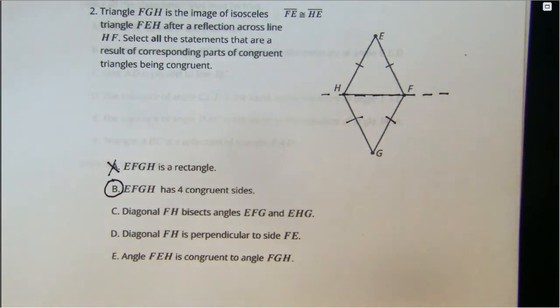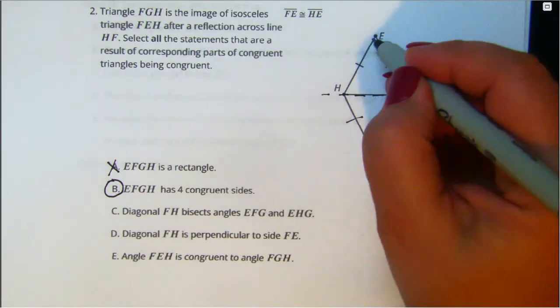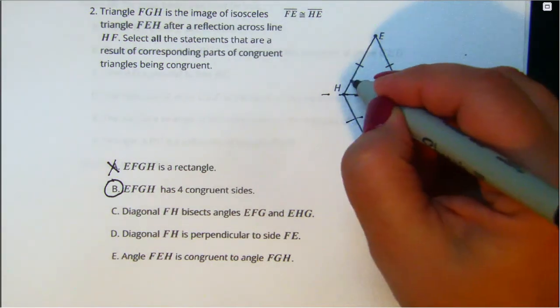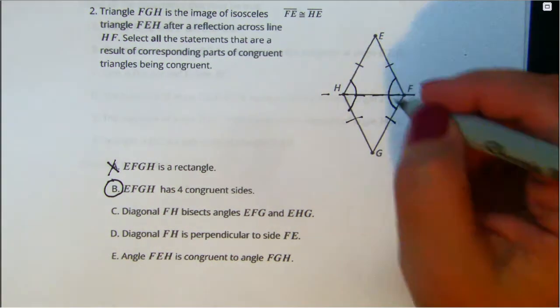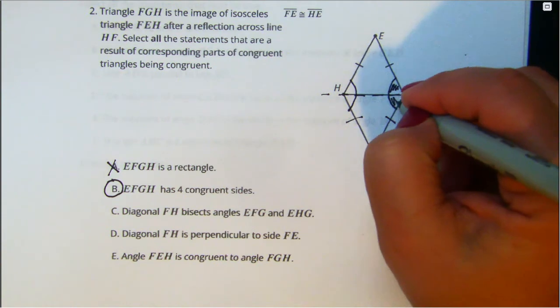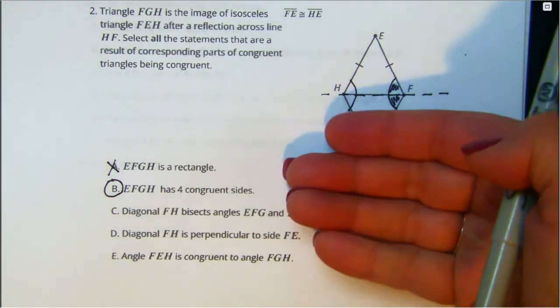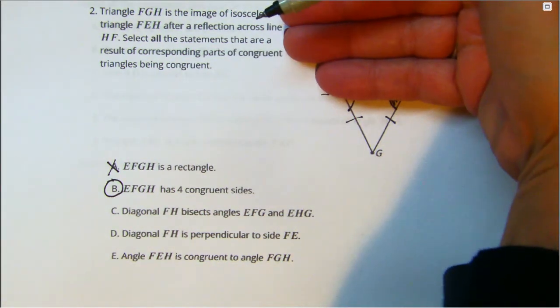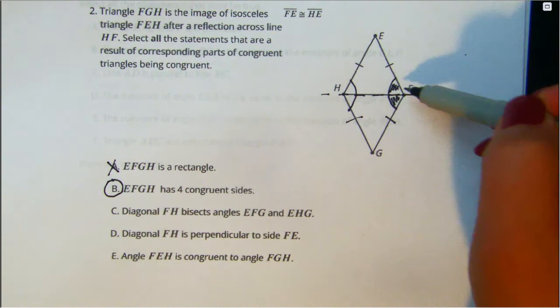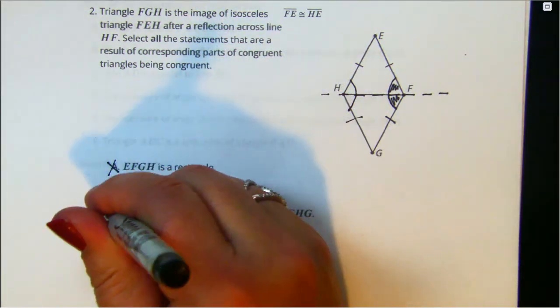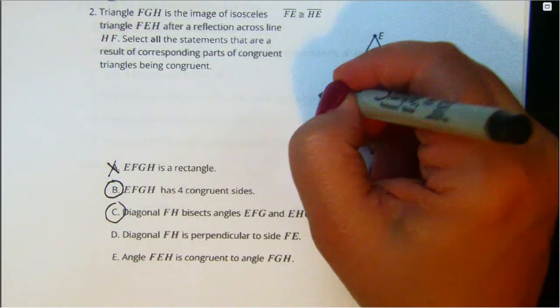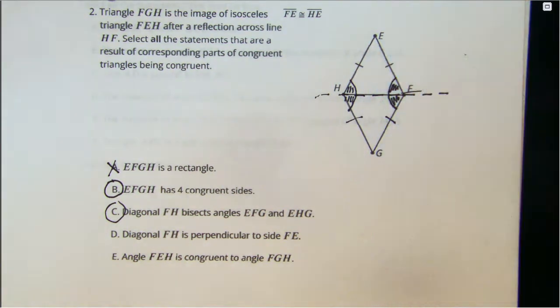Diagonal FH bisects angle EFG, that's this angle, and angle EHG. Bisects means cuts in half. So is this piece exactly the same as this piece? It has to be, because that angle on the top corresponds to that angle in the bottom. And because these two triangles are congruent, corresponding parts of congruent triangles are congruent. So those have to be the same. It was the same on this side. This angle is the same as this one. So that means HF does bisect that big angle in half.